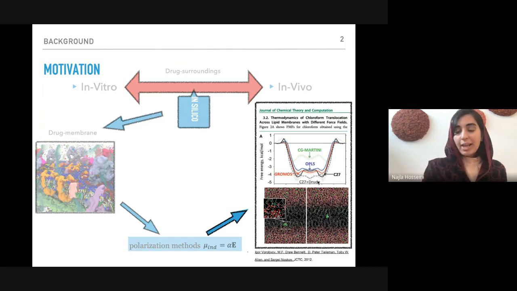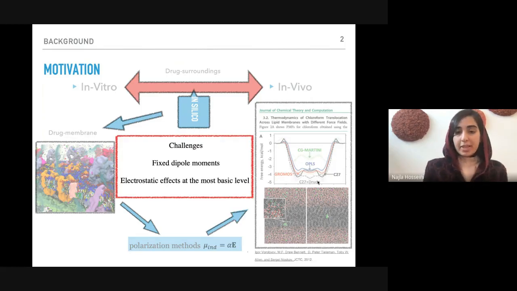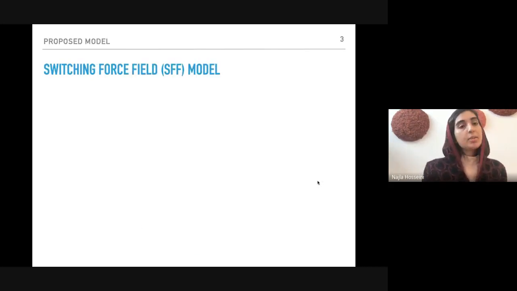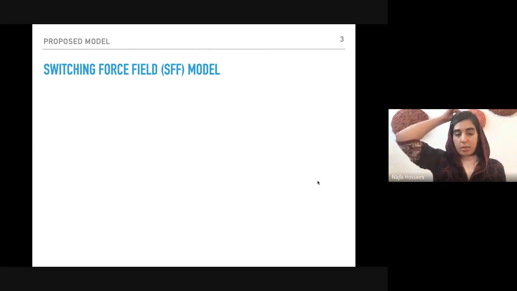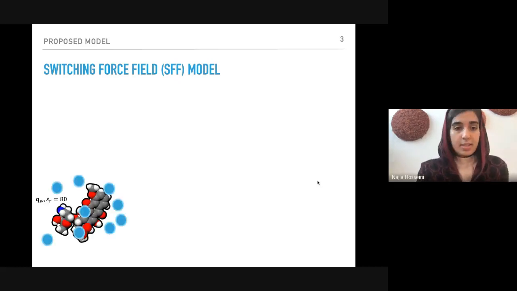But what are the challenges here? It's based on a fixed dipole moment, and it changes just based on induction in the presence of the electric field. And also, as all of you know, electrostatic interactions are fundamental for biosystems, and we should consider this type of interaction in our simulation at the most basic level. So to address these challenges, we propose our model. We call it the switching force field, and now I'm going to explain more about the details of that.